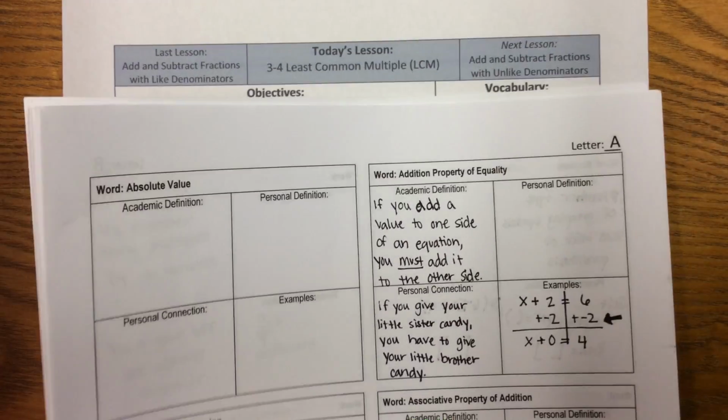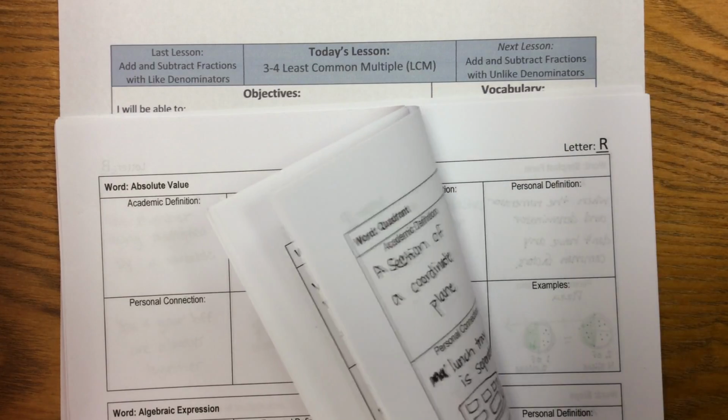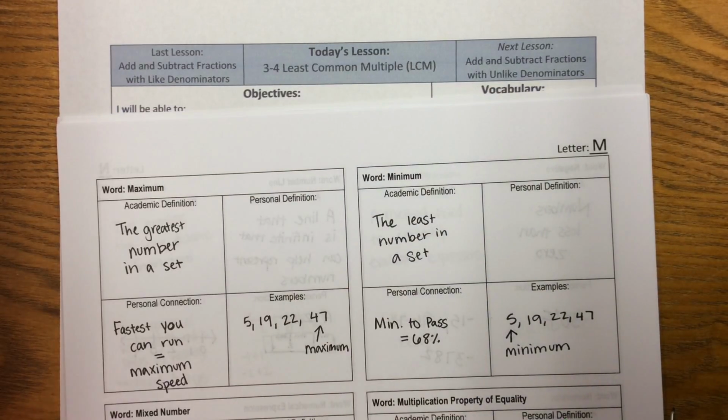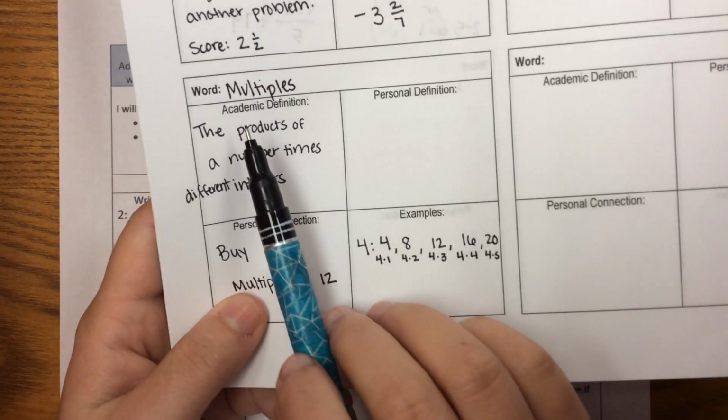So we only have one vocabulary word, and that's multiple. So I'm going to find M, and that is on page 11. And you have to actually add it in. So down at the bottom, there is a blank space. You have to actually write multiples.